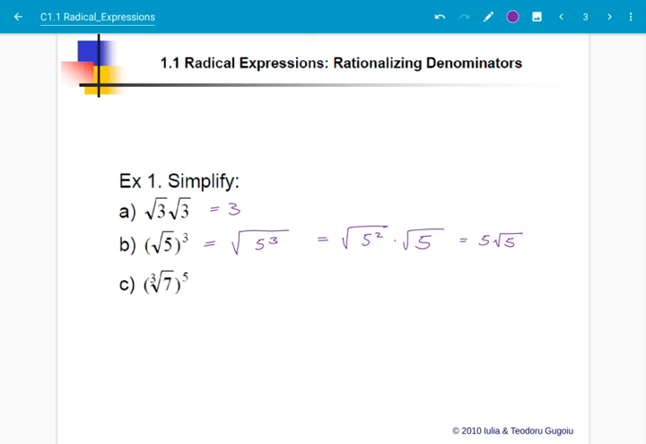Pause the video until you've tried the next one. Okay, so the cube root of 7, and I'm going to break it apart right away. It's the fifth power of 7, right? So I'm going to say it's 7 cubed times the cube root of 7 squared. So that'll be 7 times the cube root of 49.